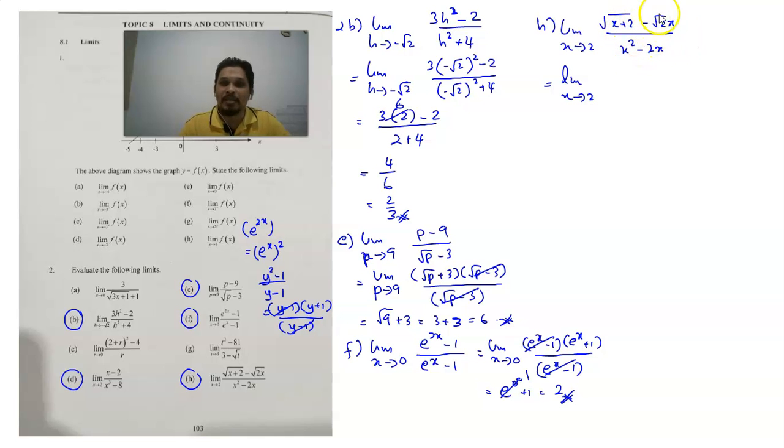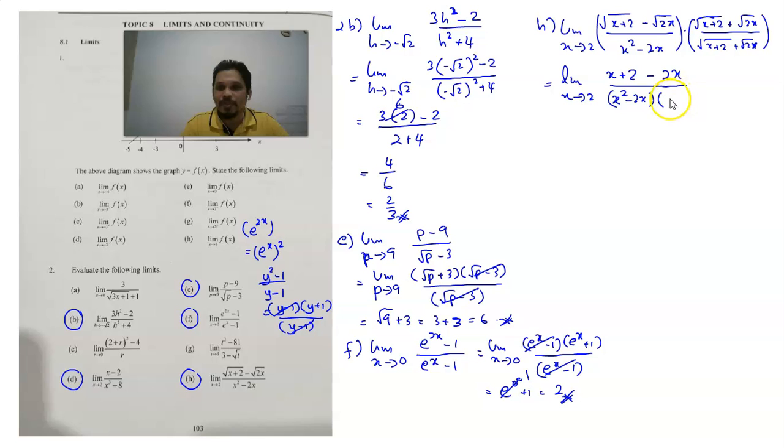0 over 0 is undefined. So what we can do here is multiply everything by the conjugate: square root of x plus 2 plus square root of 2x, over square root of x plus 2 plus square root of 2x. Do you still remember the process of this? Conjugate: square root of x plus 2 multiplied with itself comes out as x plus 2. The cross terms, positive and negative, cancel each other, and negative square root of 2x multiplied by square root of 2x gives negative 2x. Then in the denominator, x squared minus 2x is multiplied by square root of x plus 2 plus square root of 2x.